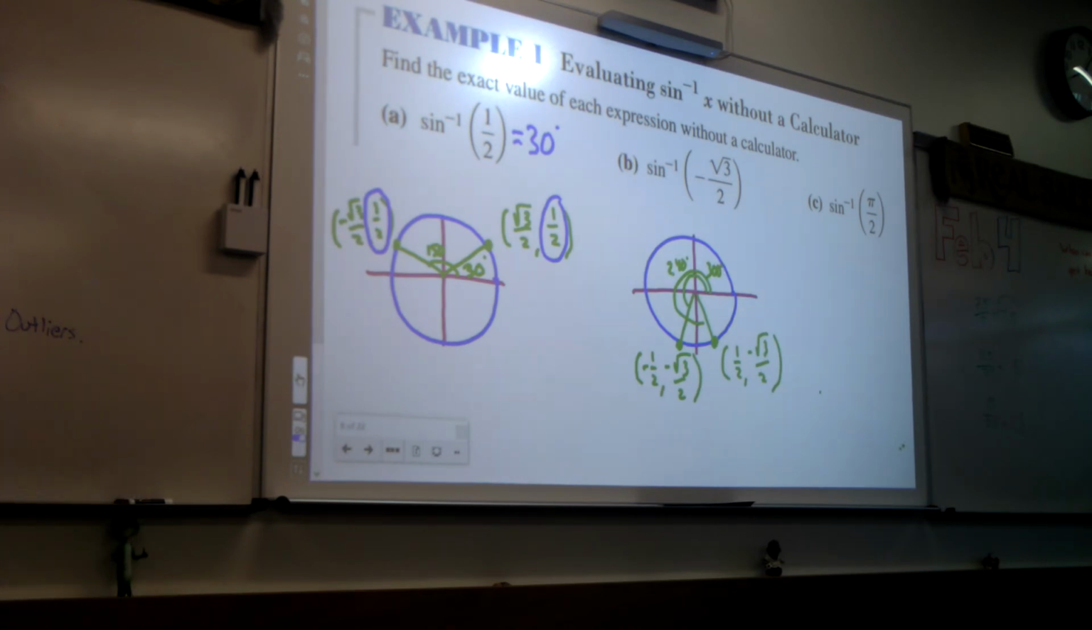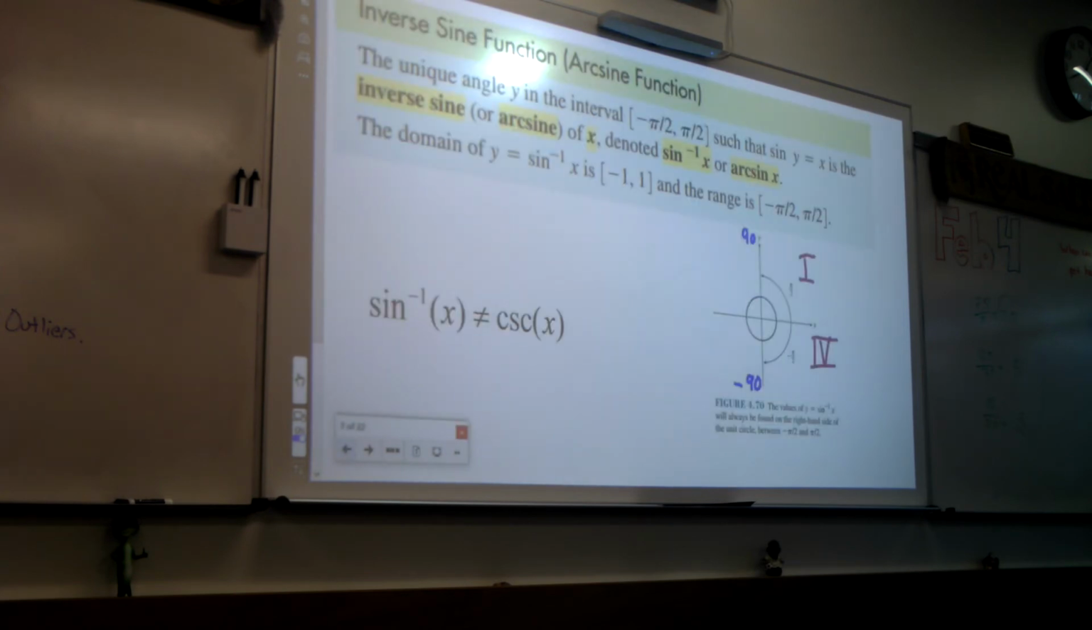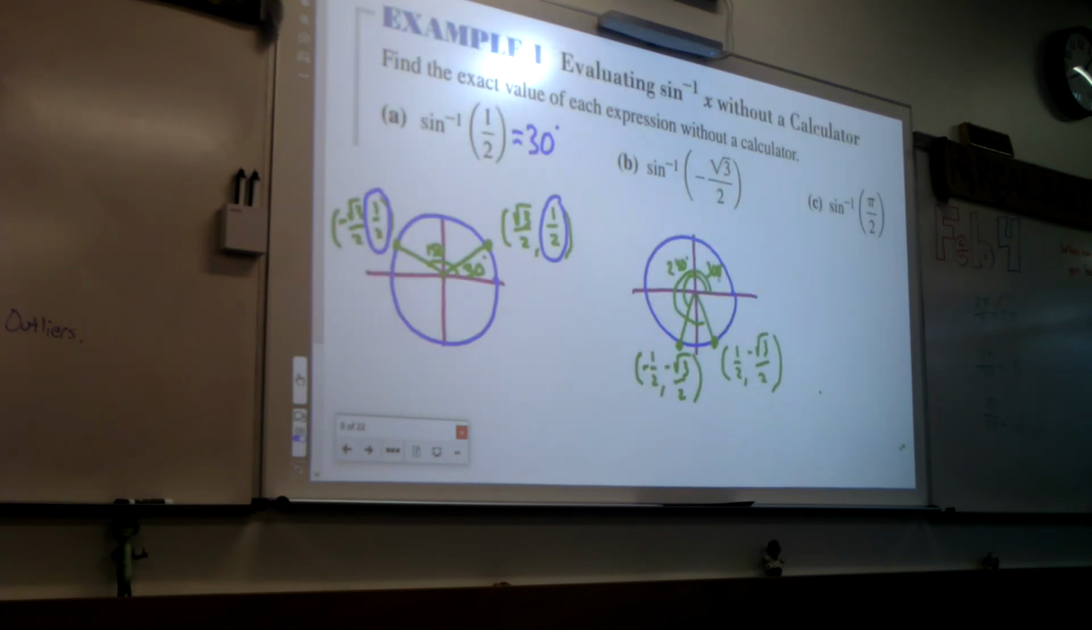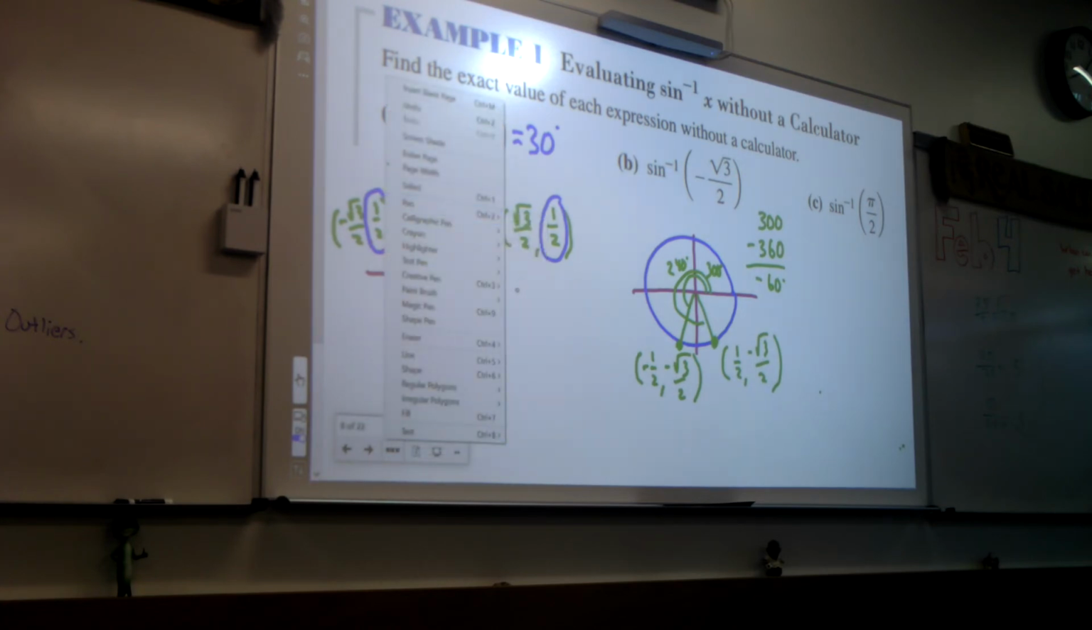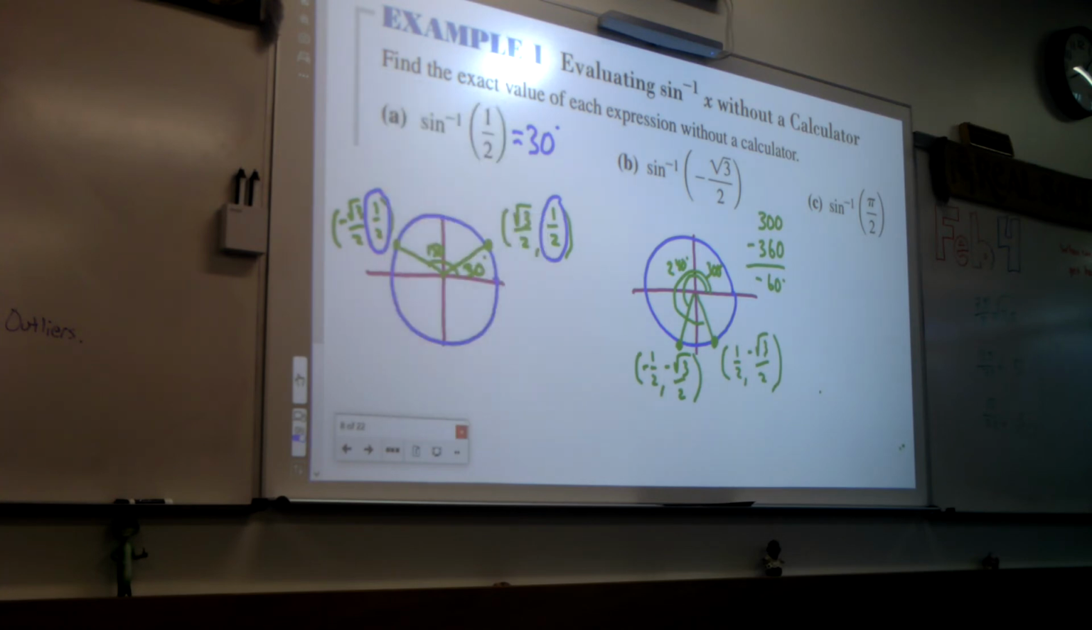The 300. However, we're not going to say our answer is 300, because remember our picture here, it's between negative 90 and 90. So what's a coterminal angle of 300 that would be between negative 90 and 90? Negative 60. How'd you get that? Big brain. You just took off a rotation. And there we go. Put that in your calculator, guys. Is the inverse sine of negative square root of 3 over 2? Plug that in, and do you get negative 60?